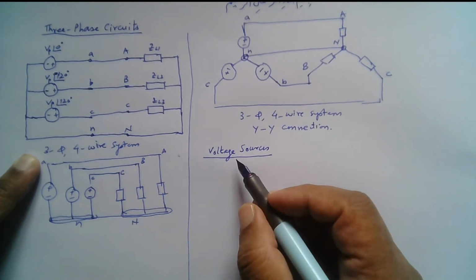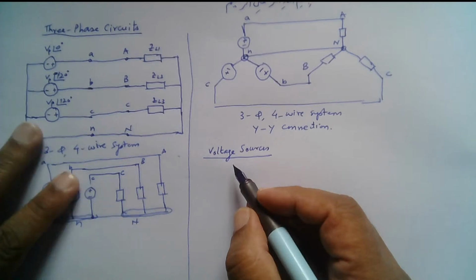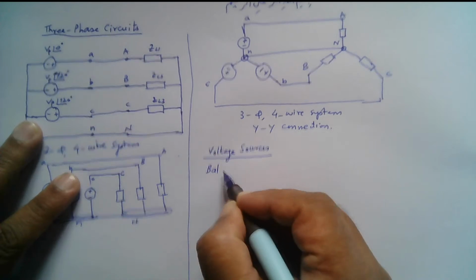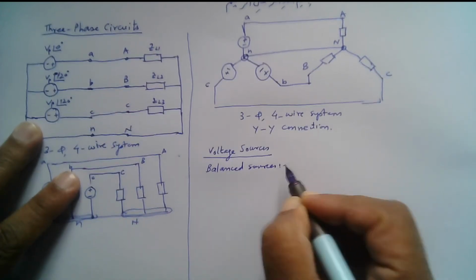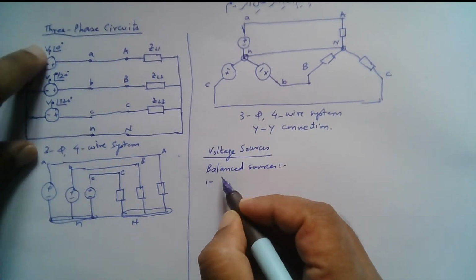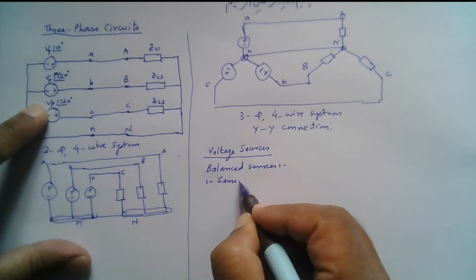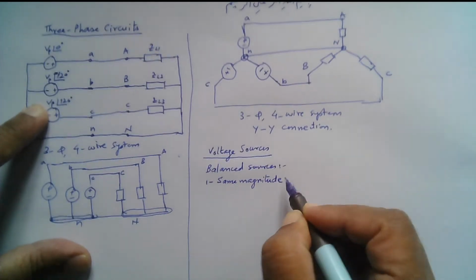So voltage sources, they have a sequence, right? Phase sequence, particularly if the sources are balanced. By balanced, I mean balanced sources. By balanced sources, I mean that they have the same magnitude. For example, this magnitude VP, VP and VP. They have the same magnitude. Magnitude of all the 3 phases is the same, right?